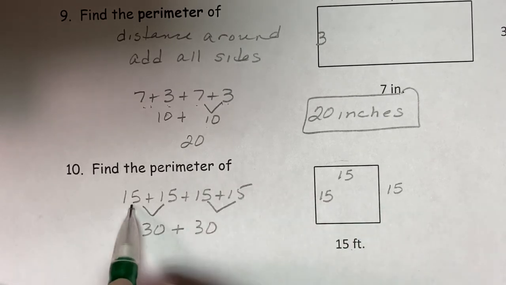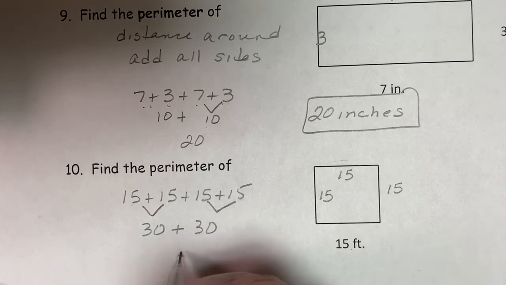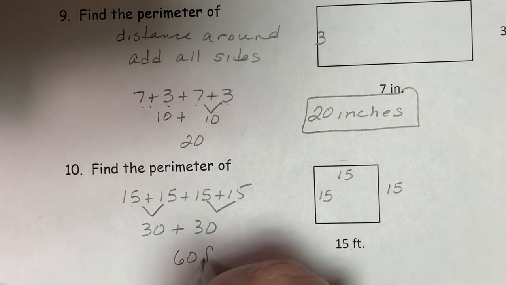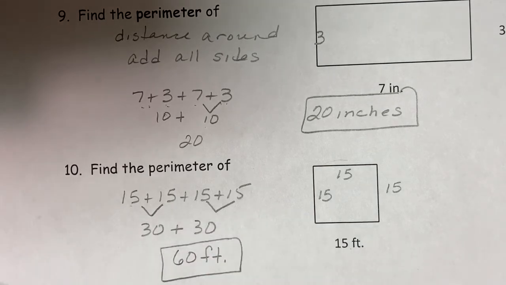Now again, you could just go from left to right and keep adding. That's all the same answer. The way I did it, I'm going to get 60. No matter how you do it, you should get 60. And in this case, it is 60 feet.